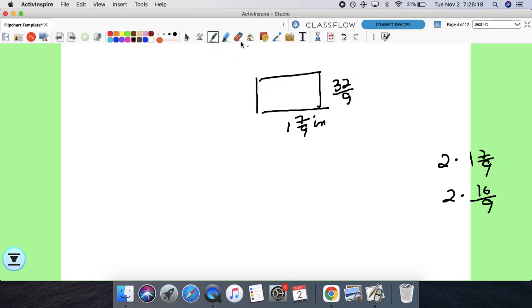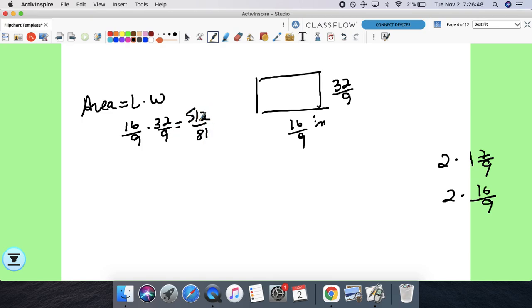Right, and then over here, I'm going to change this 1 7/9 to 16 over 9 and leave everything in terms of ninths. So what do we want? The area. So the area is simple, right? Area is length times width. So we multiply 16 over 9 times 32 over 9. Can I simplify anything? No. And we just multiply and we get 81 on the bottom, and that gives you 512 on top. And obviously you would change that to a mixed number.